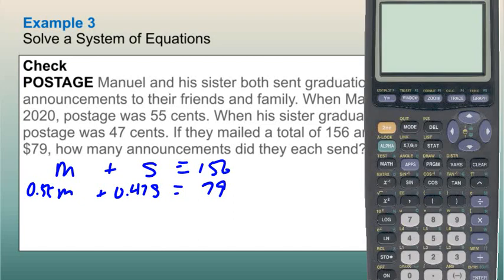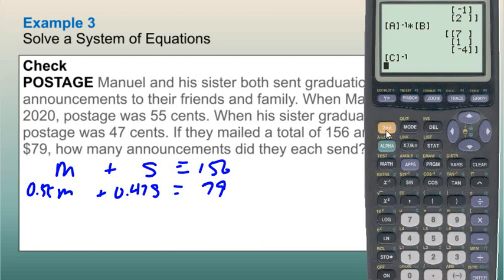So here we'll use our calculator for this one. Go to second matrix, edit, we got a 2 by 2. So we got 1, 1, and then we got 0.55 and 0.47. And the second matrix, edit, this will be a 2 by 1. So this would be 156 and 79.